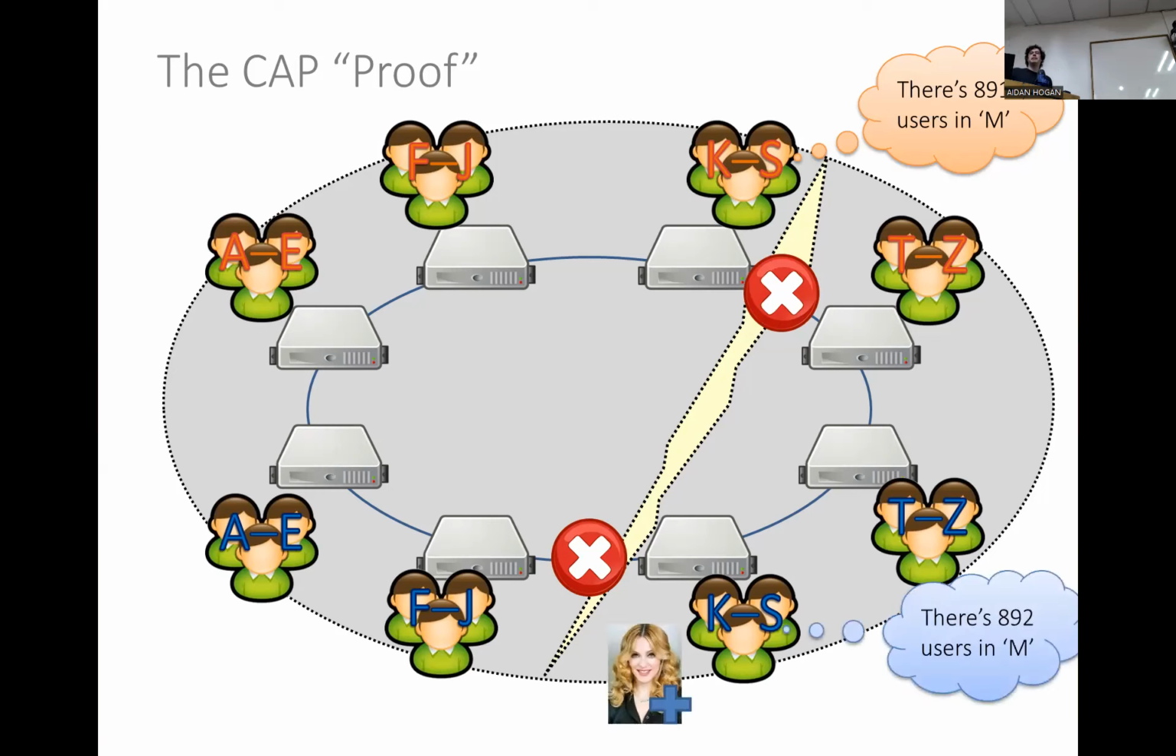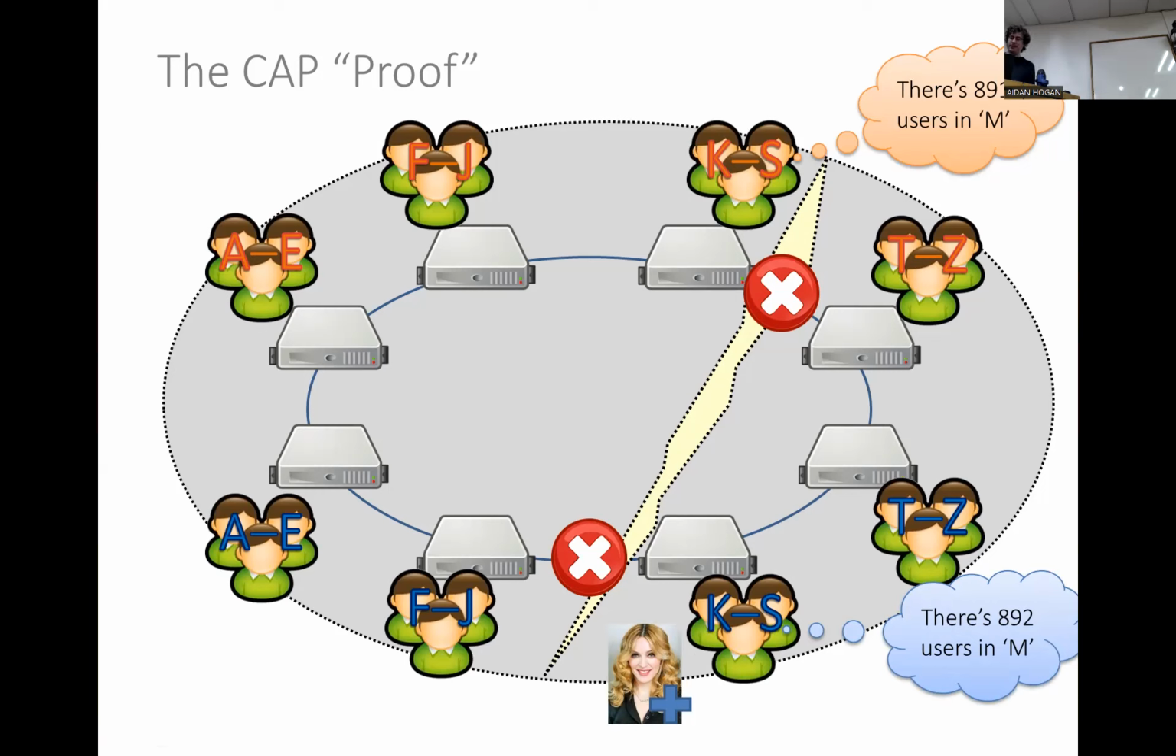Now we add Madonna, and Madonna gets added to one side of the distributed system, right? So essentially we have some sort of request to add a new user, and based on availability, we have to respond to this request, right? We can't reject it. So we can't say, oh no, we have a partition at the moment, we're going to reject your request.